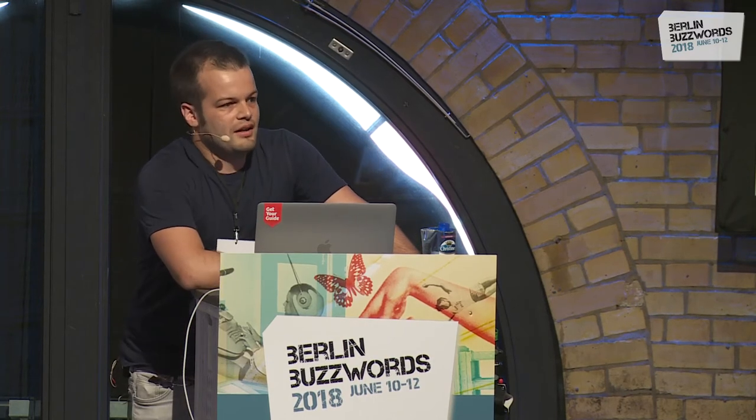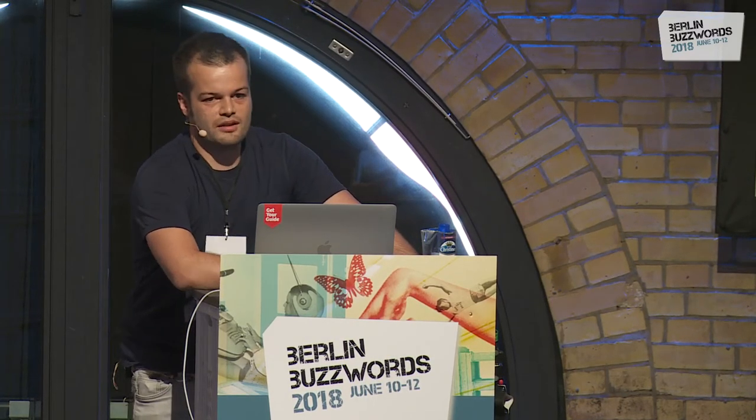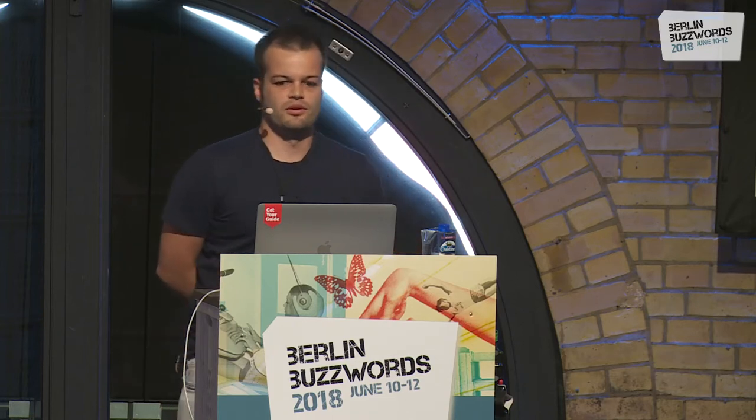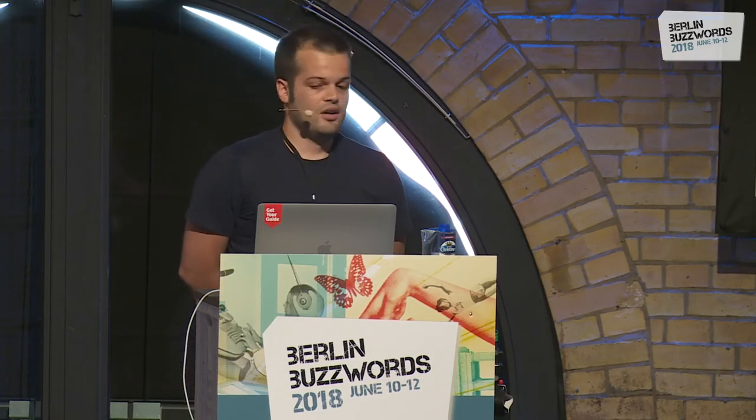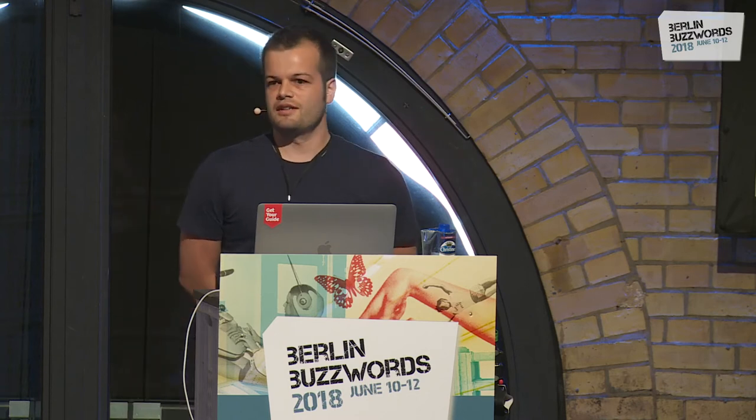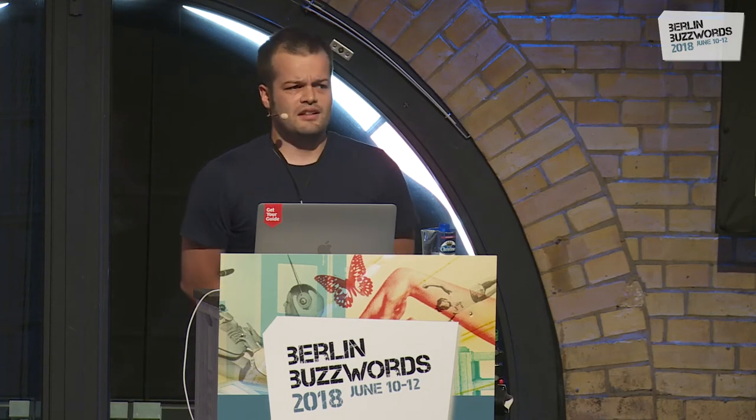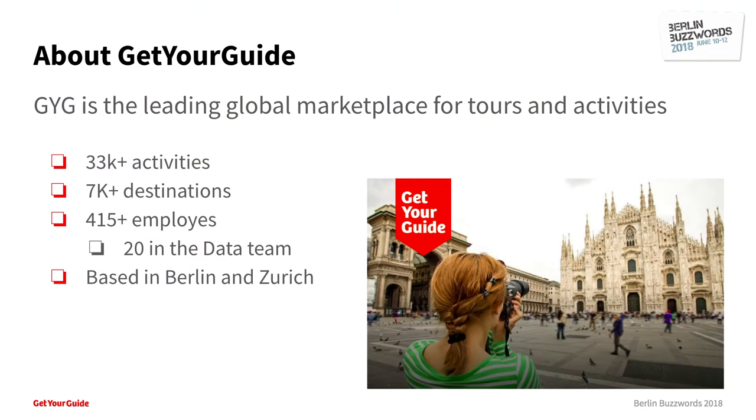So I would like to start by saying what GetYourGuide is. We are a leading global marketplace for tourism activities. We currently have more than 33,000 activities on our website. Activities can be many things. It can be a ticket to go to Disneyland, but it can be something from walking tours in Berlin to, I don't know, pirate boats in Cancun. We have those activities in more than 7,000 destinations. We are more than 400 employees, depending on the data team, and we are based here in Berlin and Zurich.